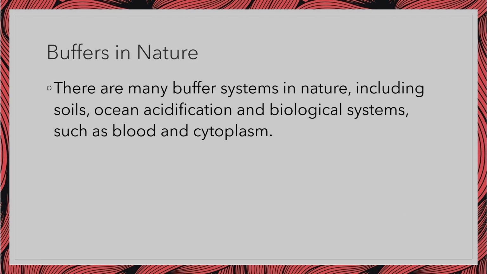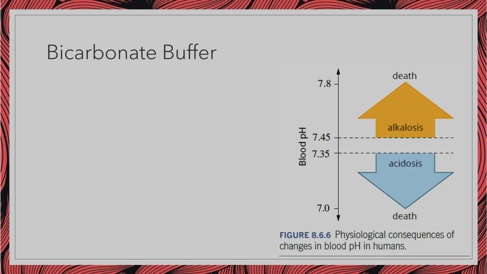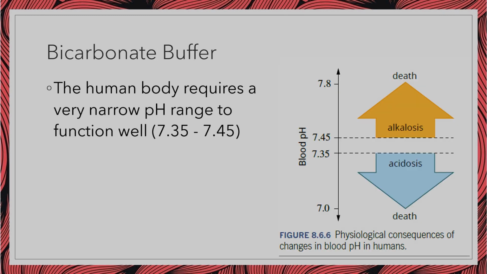Now, buffers in nature. There are many buffer systems in nature, including soils, ocean acidification, and biological systems such as blood and cytoplasm. Here's one example, the human body. The human body basically requires a very narrow pH range to function: 7.35 to 7.45. If your pH is below 7.35, you're getting very sick. And if it gets down to 7, you're dead.